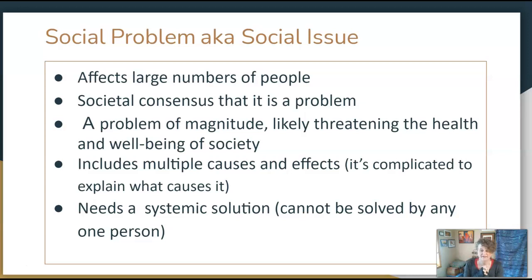So here's a basic definition of what makes something a social problem. So first of all, it affects large numbers of people. There is some societal consensus that it is a problem. It is a problem of magnitude, meaning it's large enough that in some way it is threatening the health and well-being of society. It includes multiple causes and effects. Like it's complicated to explain what causes it.